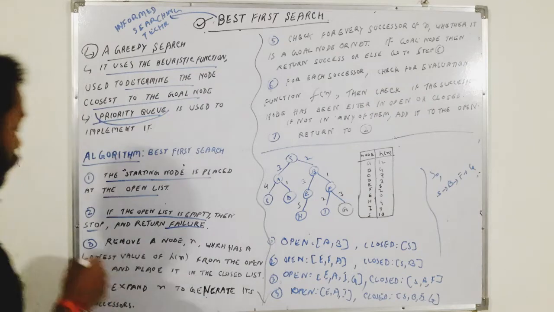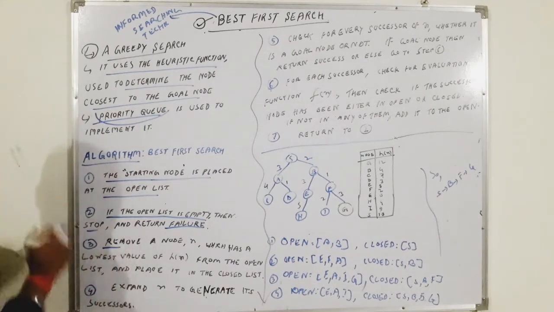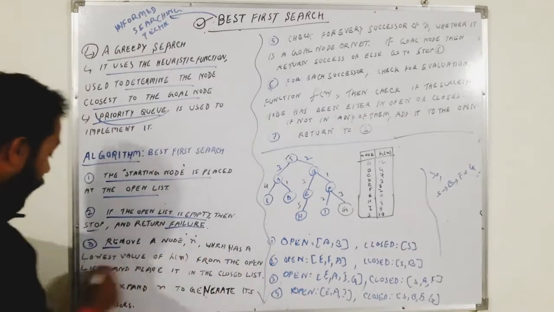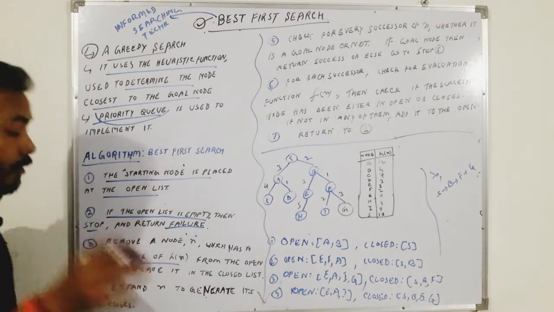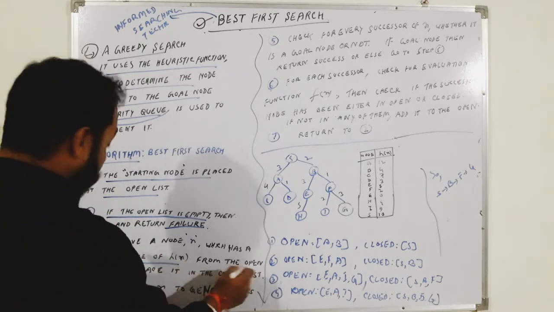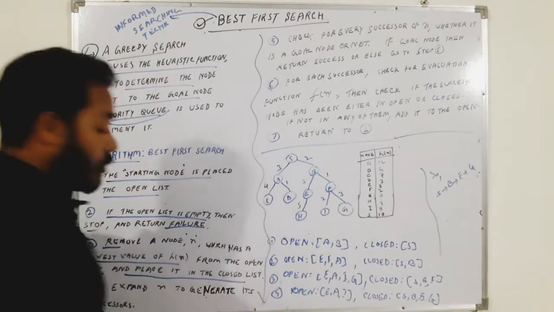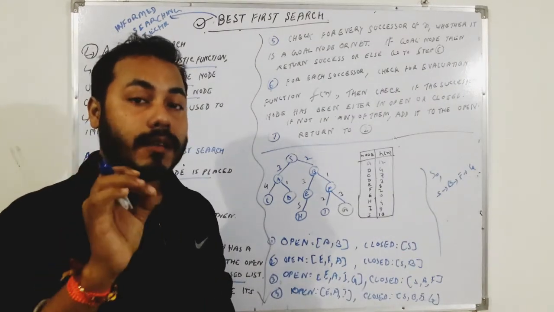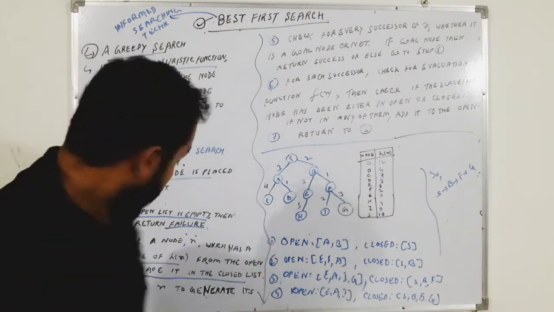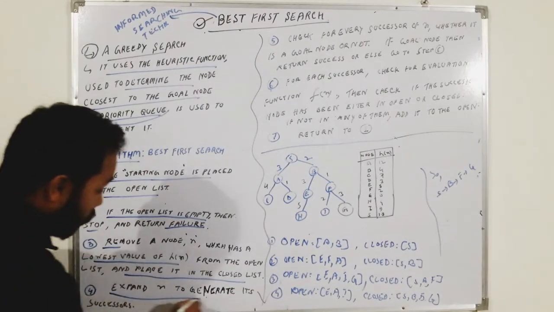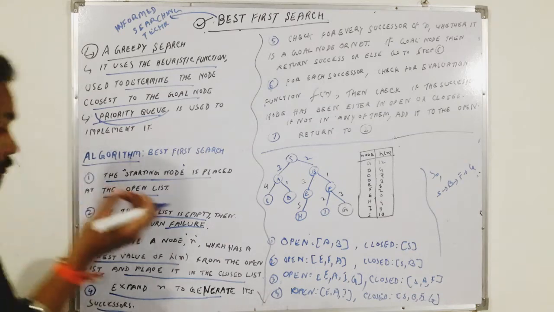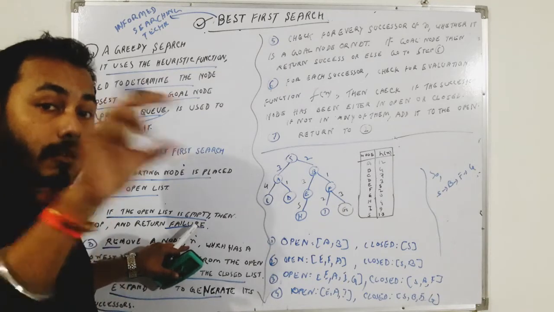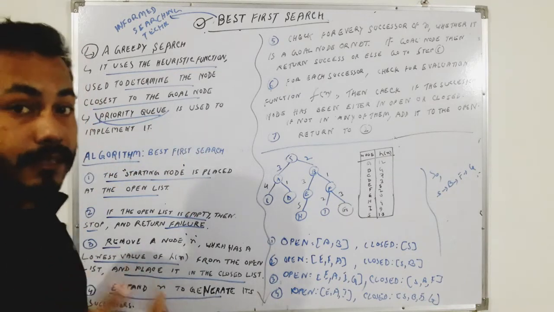Then step 3, remove a node, say n, which has the lowest value of h(n), that is the heuristic function value, from the open list and place it in the closed list. So from the open list you will have different nodes, and from them you will pick that node which has the lowest value of h(n). Then expand n to generate its successors. Now as we have picked up the node n, we'll generate its successors and we'll place that node n in the closed list.